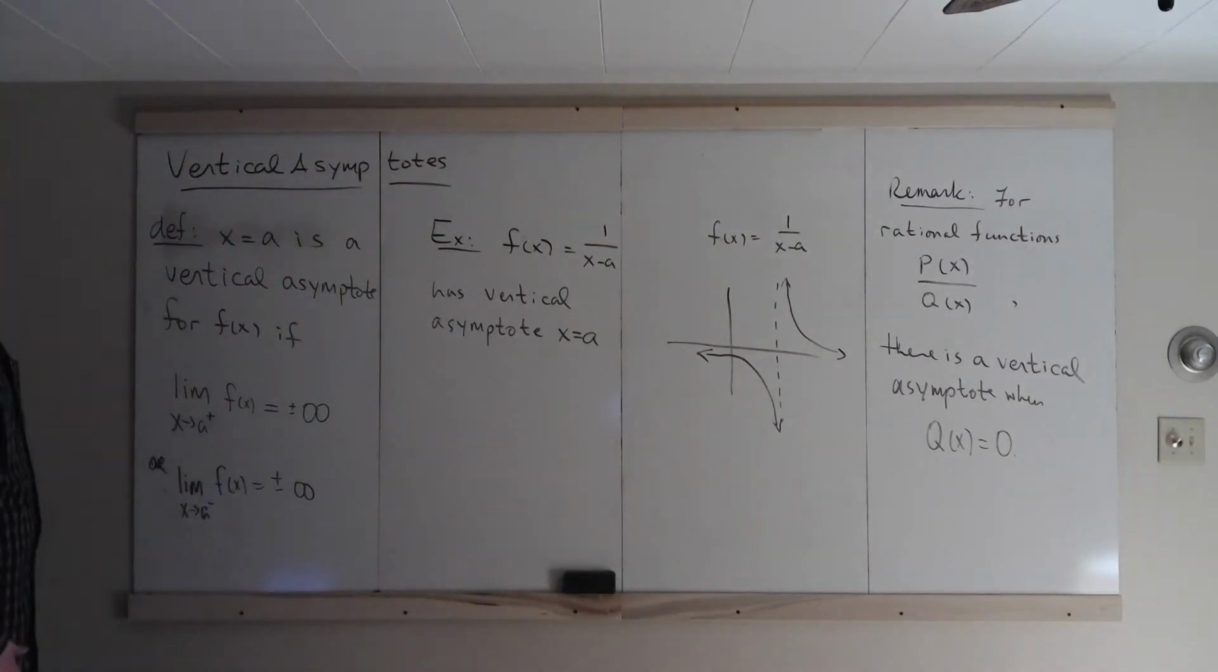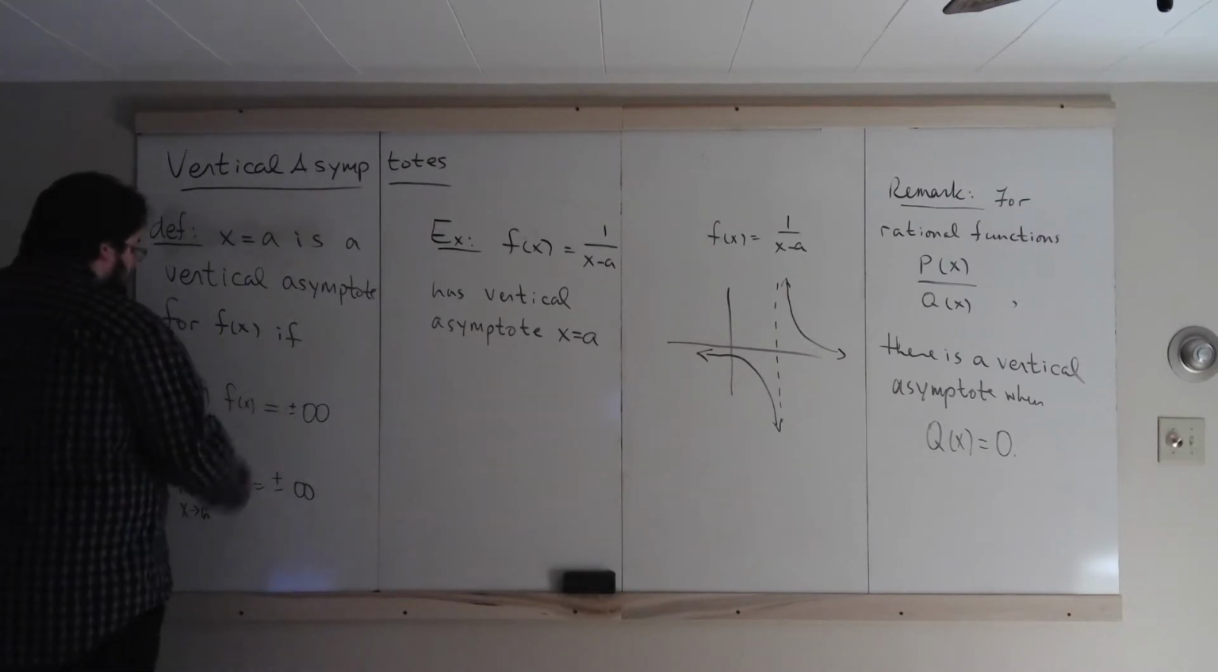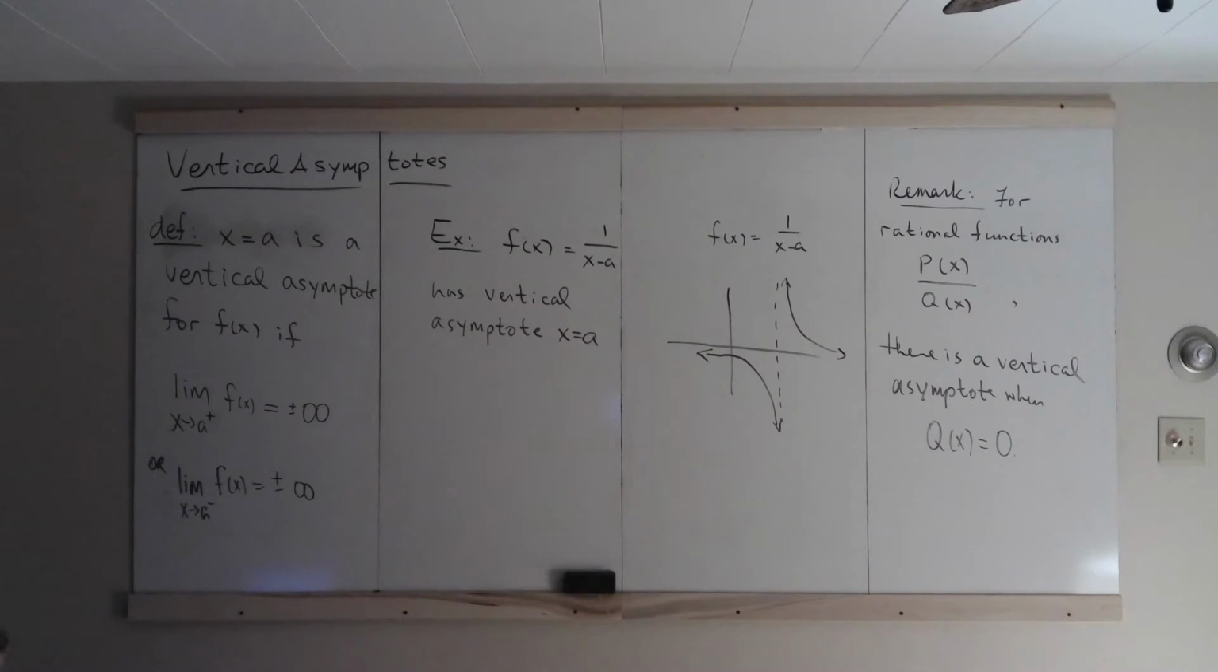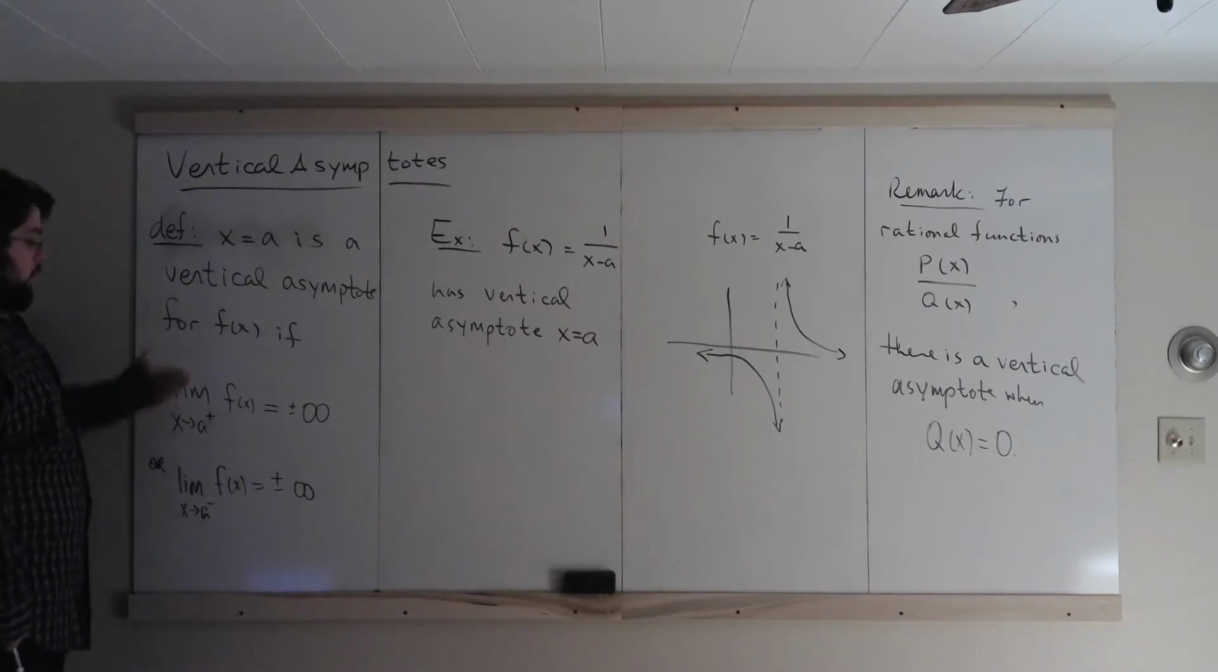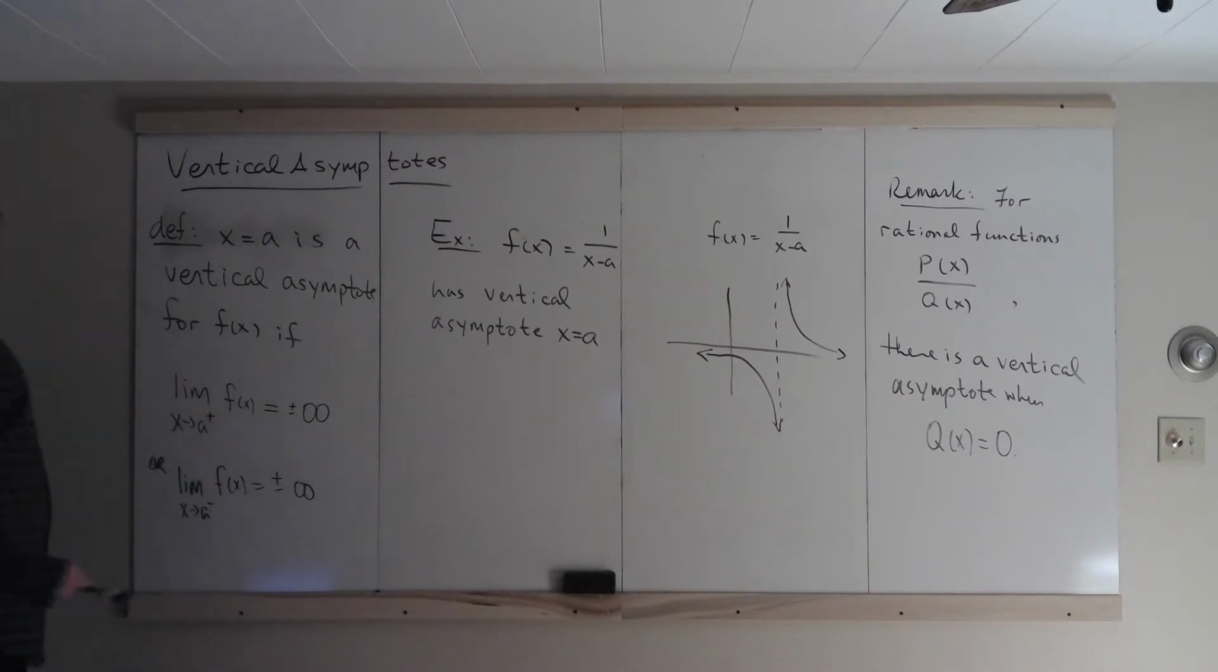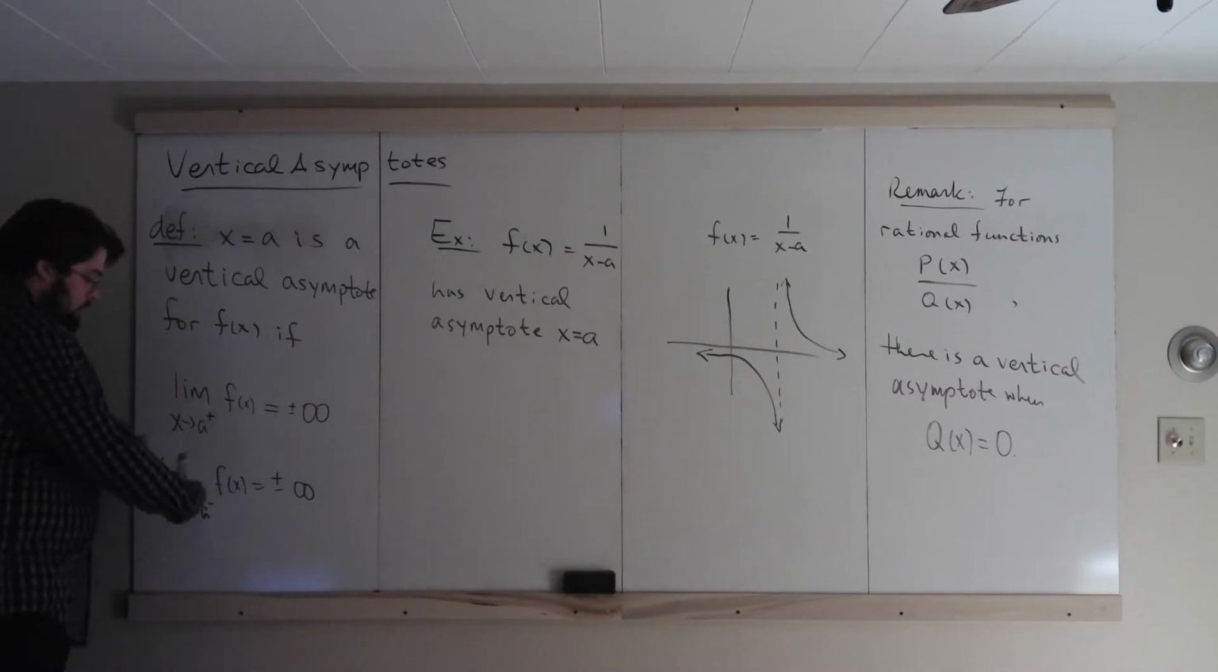So for vertical asymptotes, we'll start with the definition. We've seen vertical asymptotes before. We might not have called them that. I think I did call them that. Definition. X equals a, a vertical line, is a vertical asymptote for f of x if the limit on the right of a is positive or negative infinity, or if the limit on the left of a is positive or negative infinity. So for it to be a vertical asymptote, all we actually need is one of these 4 limits to be satisfied. For most of our examples, we'll have one of these and one of these satisfied.